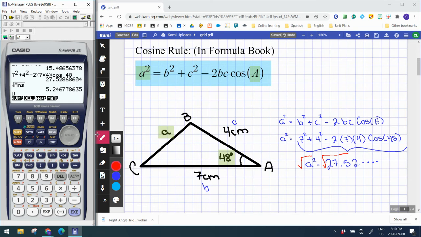Again, we want 3 significant figures. So 5 is 1, 2 is 2, 4 is 3, and 6 is enough to bump us up. So we're going to have 5.25. And of course, we need to make sure we put our units, centimeters. So there's one example of how to use the cosine rule.